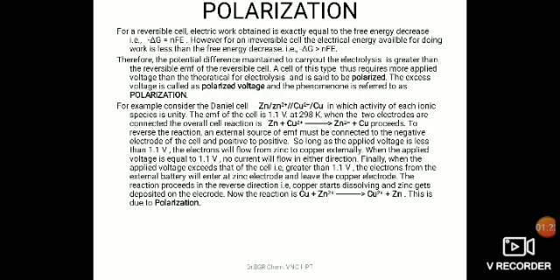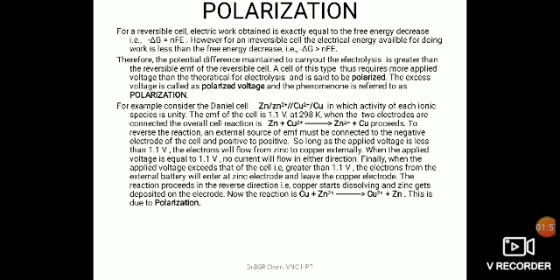For example, we can consider the Daniell cell, which can be represented as Zn | Zn2+ || Cu2+ | Cu, in which the activity of each ionic species is unity. That means the concentration of Zn2+ ions and Cu2+ ions are both unity. The EMF of the cell is 1.1 volts, which we have calculated earlier, at 298 Kelvin.